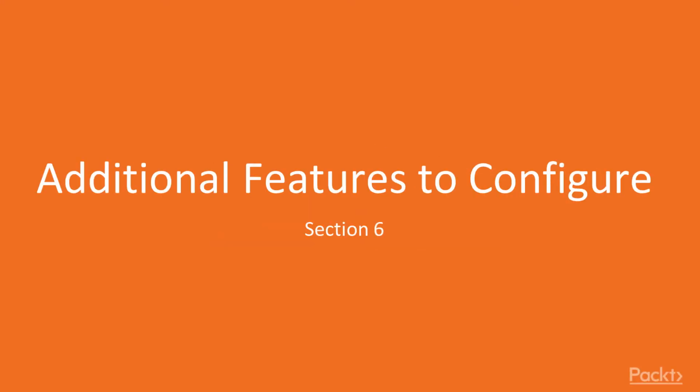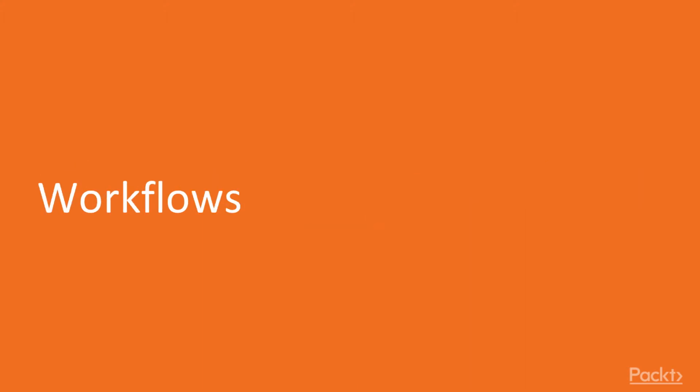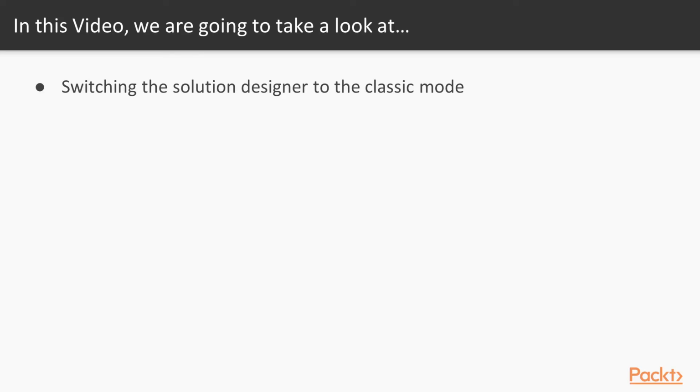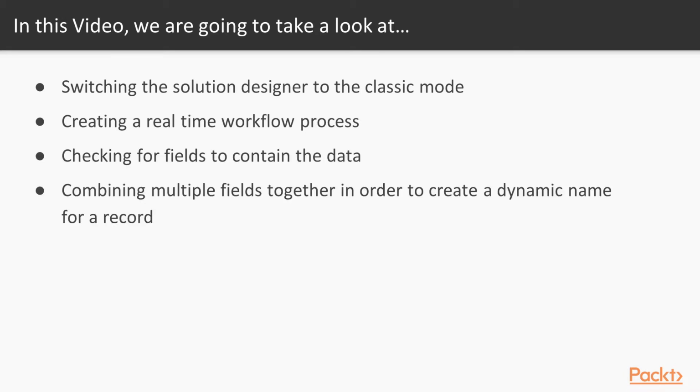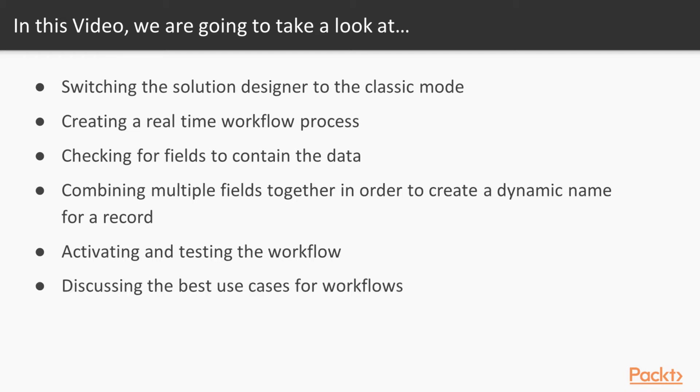Welcome to Additional Features to Configure 6.1 Workflows. In this video, we're going to switch the Solution Designer to Classic mode. We're going to create a real-time workflow process. We're going to check for fields to contain data. We're going to combine multiple fields together in order to create a dynamic name for a record. We're going to activate and test the workflow. We'll discuss the best use cases for workflows.